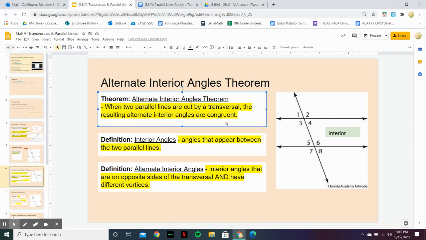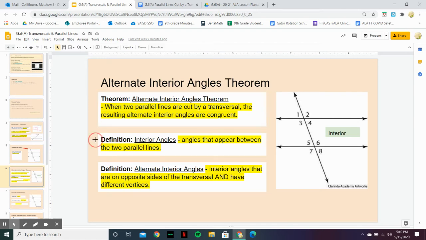Now, from before, we know that congruent means equal, but we don't know exactly what interior angles are, and we don't know what alternate interior angles are. So let's look at those definitions as well. Interior angles are angles that appear between the two parallel lines. So those are the angles in between the two lines.